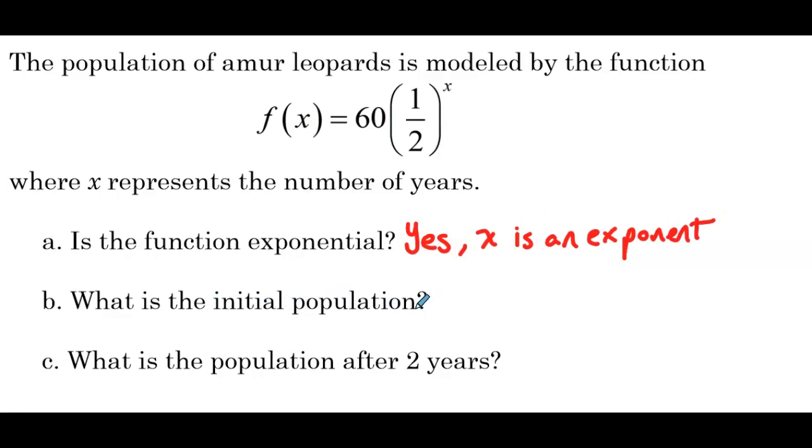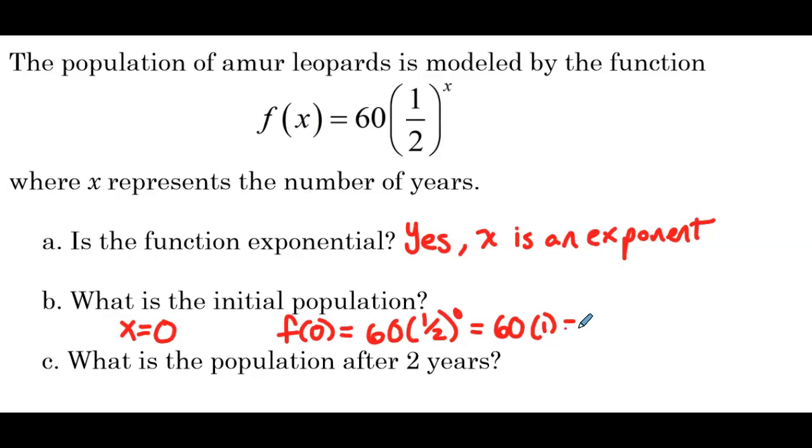What is the initial population? Well, if x represents the number of years, initial population is when x equals 0. So we're trying to evaluate f of 0, which is 60 times 1/2 to the 0. Properties of exponents again, 1/2 to the 0 is 1. So 60 times 1 is 60 leopards.